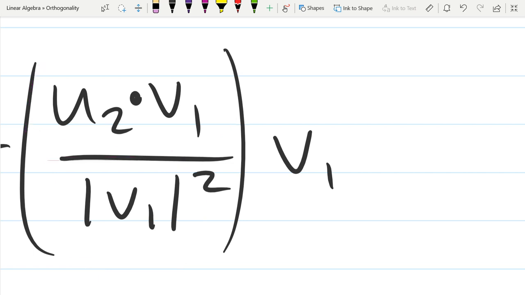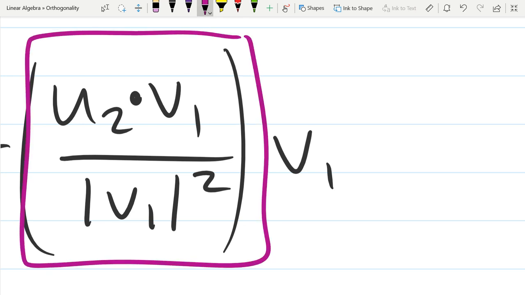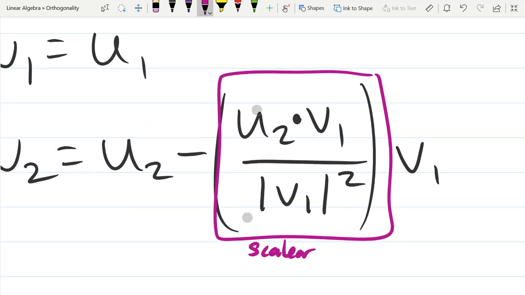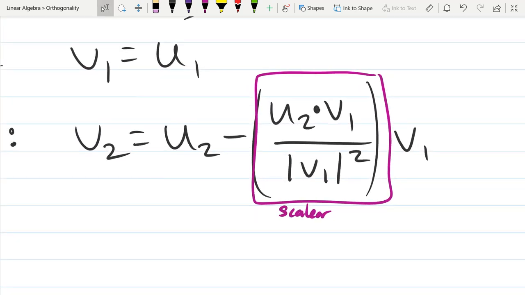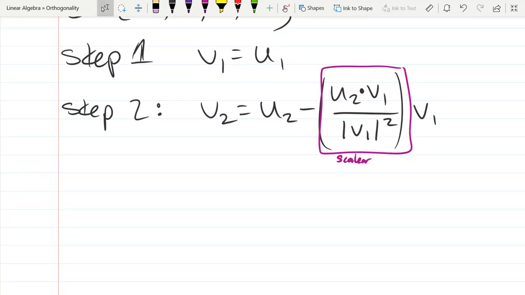All right, what you're looking at is also called the projection right here, so you're actually going to project U2 onto V1. So what's in the parentheses is a scalar times a vector. So a scalar times a vector is a vector, and then you're going to be adding it to U2. So we get another vector right there. All right, now it gets a little uglier.